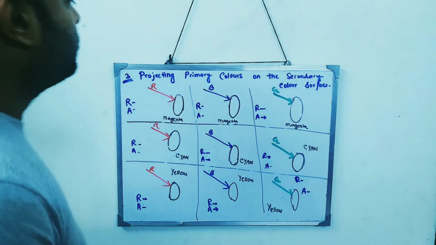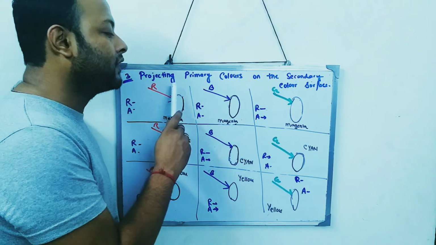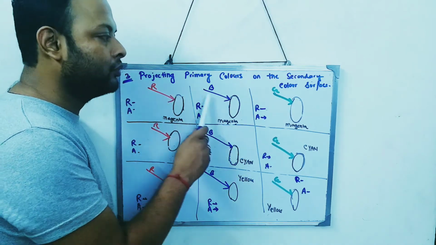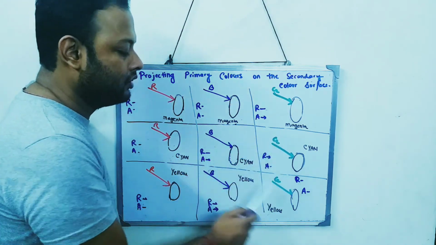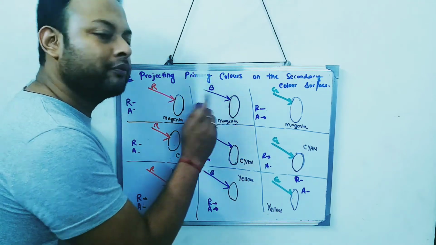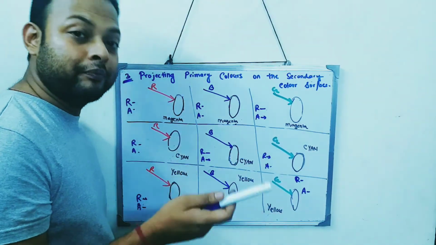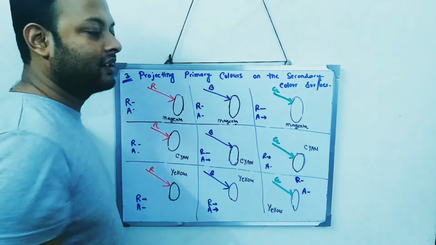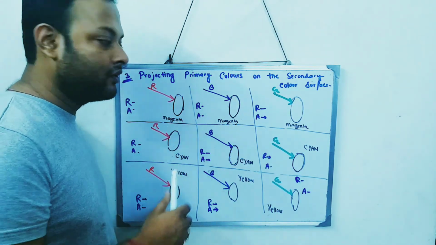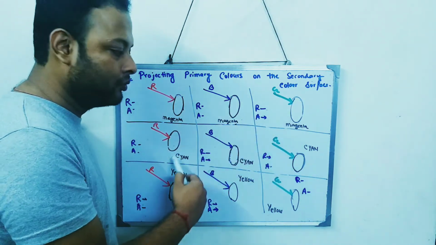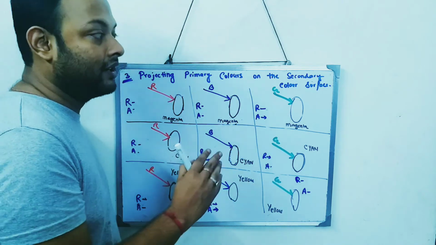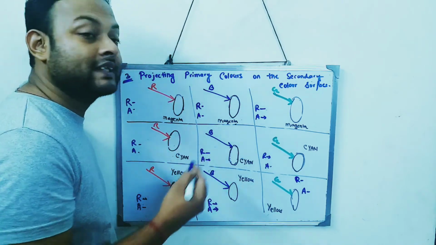Now over here we are projecting the primary colors. See, red, blue and green, red, blue and green, red, blue and green. We are projecting the primary colors only, but on a secondary color surface. Now in the previous video, these were red, blue, green. But now the surfaces are secondary color.